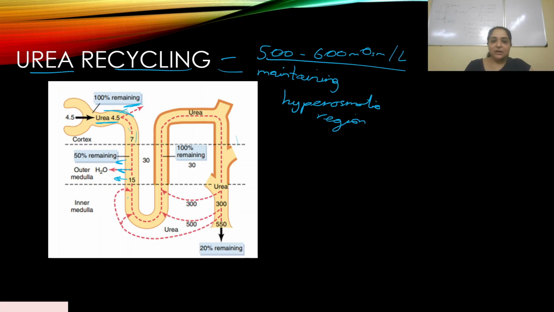Furthermore, there are some transporters over here in this U-shaped region of the loop of Henle, in the inner medulla region, which further increase the concentration of urea. There are some transporters, as you can see, coming from the medulla collection tubule, which further increase the urea concentration. Now urea moves up.